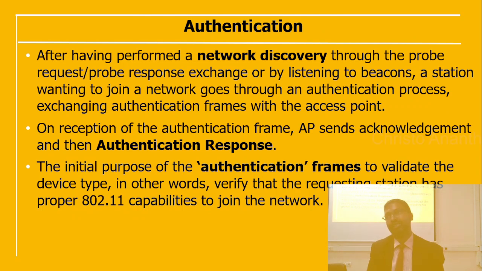Then authentication. Everything you verified, connection, okay, authentication, two-layer authentication. After having performed a network discovery through the probe request or probe response exchange, or maybe by listening to the beacons, the station wanting to join the network goes through the authentication process, exchanging frames with the access point. On reception of the authentication frame, the access point will send an acknowledgement, then an authentication response.